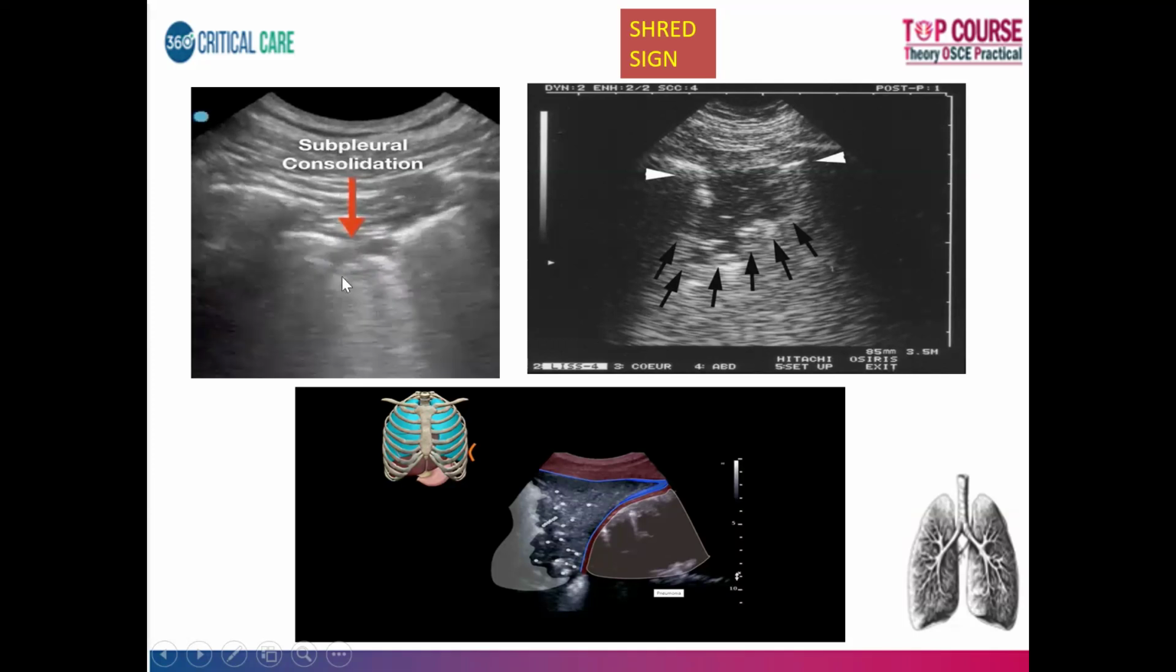Here, on the other hand, you see a hypoechoic or a black area, right? So this is nothing but the shred. Shreds are subpleural consolidations which cause a break in the pleural line. Whenever you have a break in the pleural line, that is why it is called a shred sign. It shreds the pleura. The continuity of the pleura is lost.